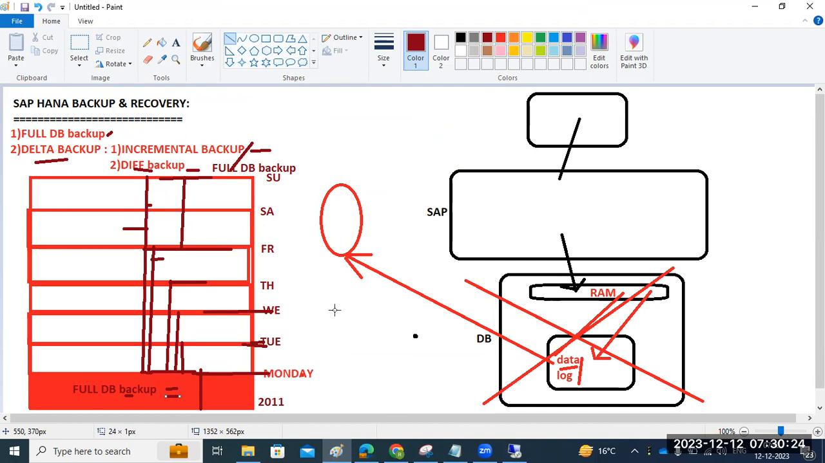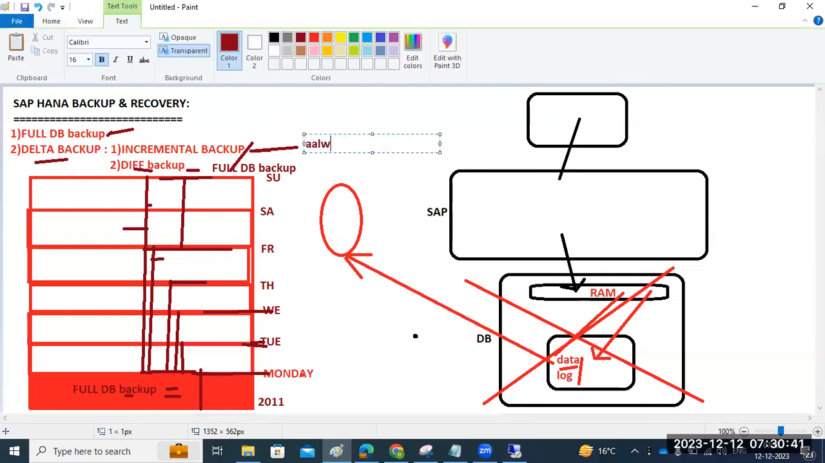It's very simple actually. Full database backup means complete database backup. Incremental backup always looks at the previous successful backup. But differential backup always looks at the full database backup.